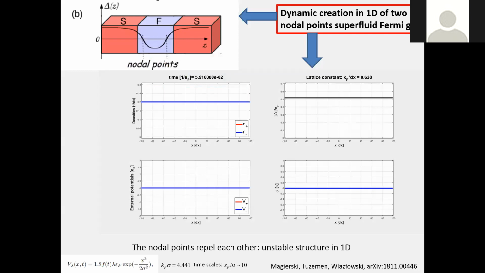So now, can we create dynamically such two nodal points in the Fermi gas? This is just to show you what is going to happen. Here you have a density; we have an unpolarized system, so the density of spin up and spin down is the same. As you can see here, this is the external potential. We apply an external potential that is spin selective, so it locally will polarize the system, and then you can see what is going to happen with the magnitude of the pairing gap, and then here is the phase of the pairing gap.